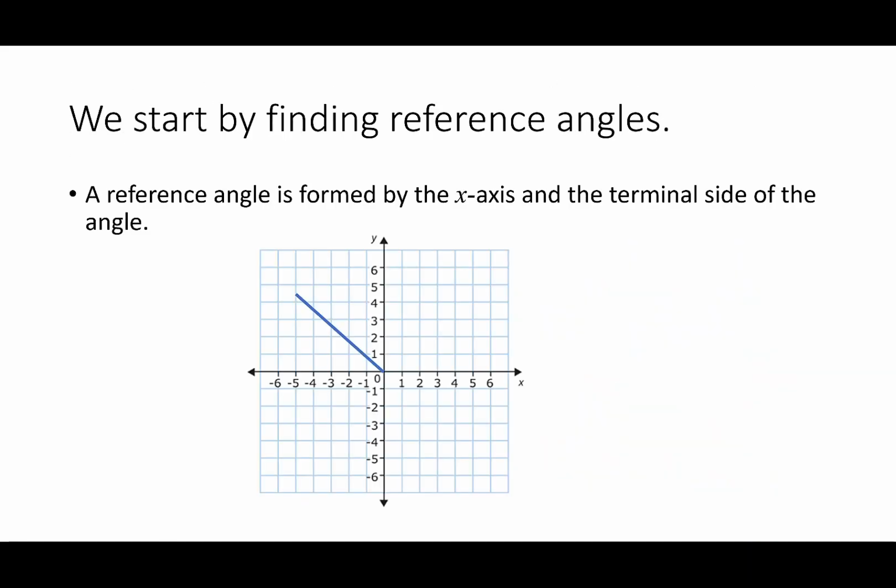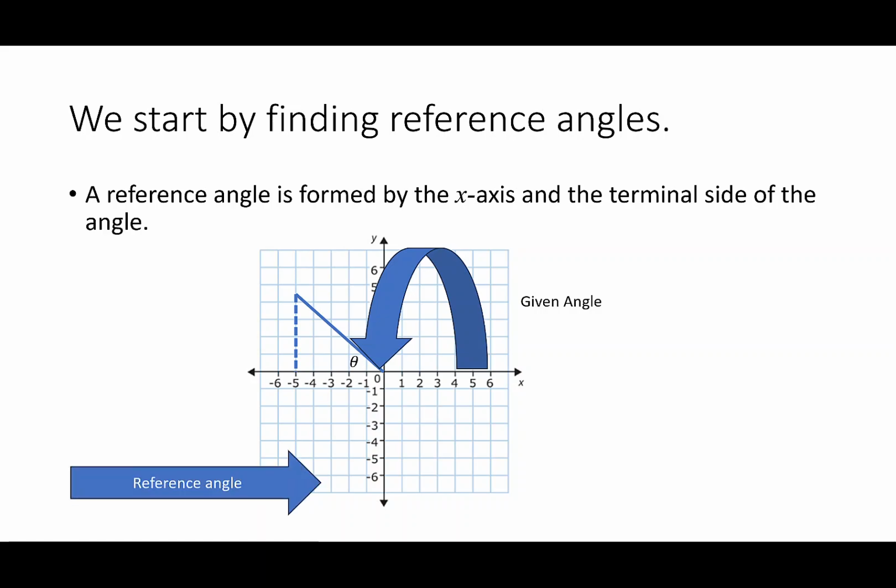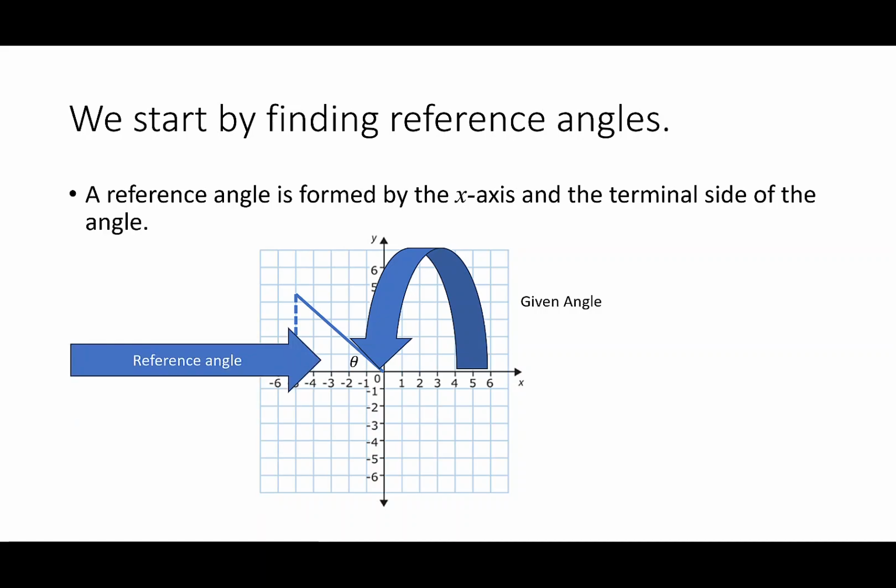A reference angle is formed by the x-axis and the terminal side of an angle. Remember, when we find trig values, we always do this using a right angle. Looking at the given angle, we don't have a right angle to reference. By drawing in a dashed line that touches the x-axis, we can form a right angle. Notice we have two angles here to look at. We have our original given angle, but now we have a new angle theta that we'll call our reference angle. We use this angle theta to find our trig ratios.